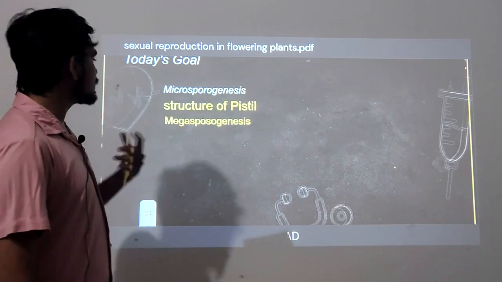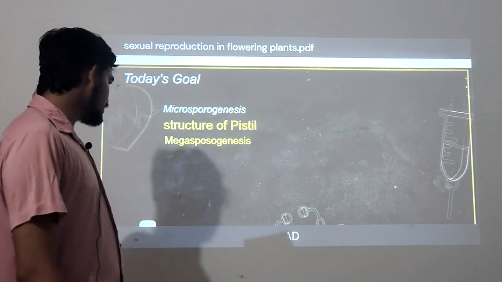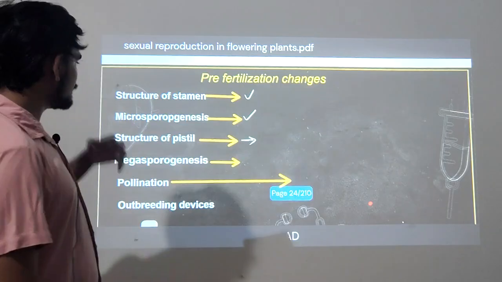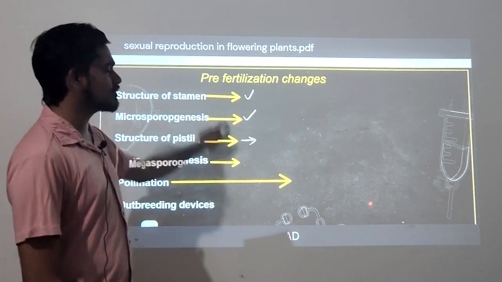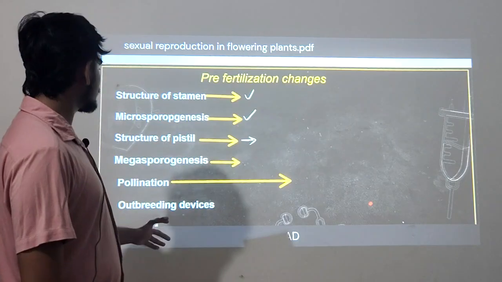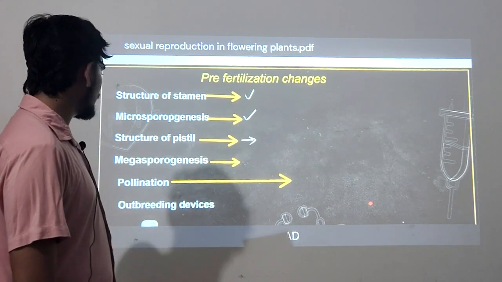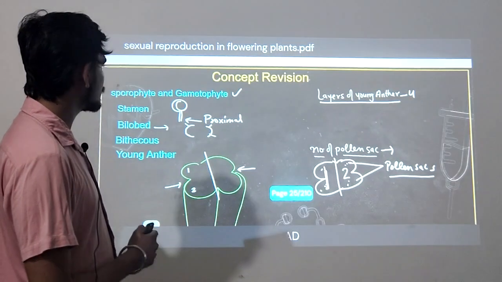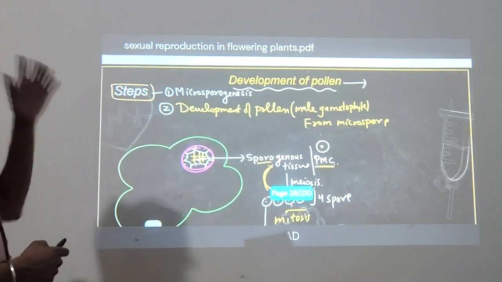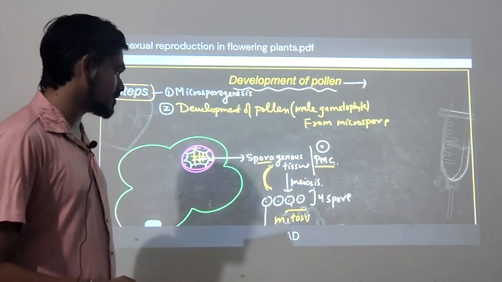So now we will understand the structure of pistil and megasporogenesis. In pre-fertilization changes, we have discussed the structure of stamen and microsporogenesis. Now we will understand the structure of pistil and megasporogenesis. Okay, but first we have not yet discussed microsporogenesis in detail.